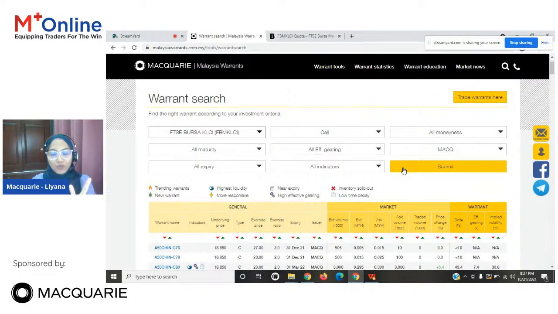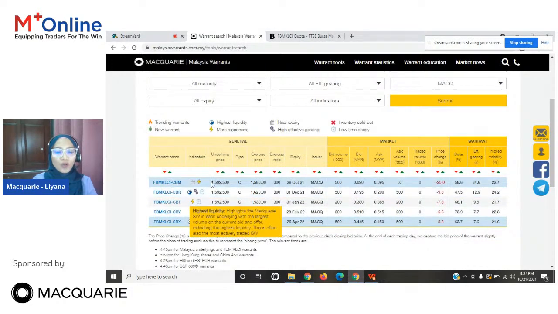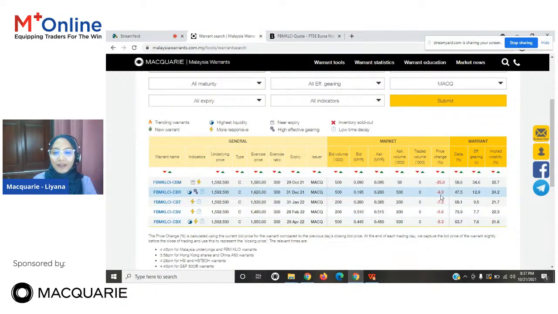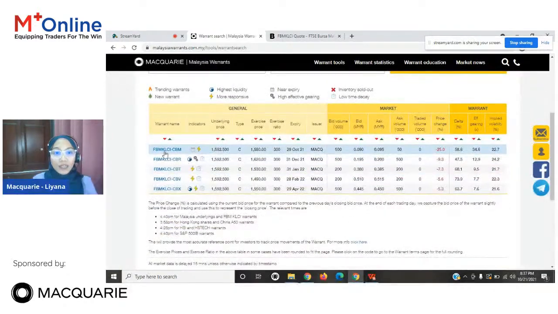So now we take a look at call warrants. KLCI warrants first. Okay, so click submit. Kita tengok kat sini. Okay, so dekat sini you all nampak semua KLCI call warrant yang diterbitkan daripada Macquarie ada tunjuk dekat website ni. Okay, bila you dah filter, ini adalah call warrant sebab I filter call warrant tadi ni.